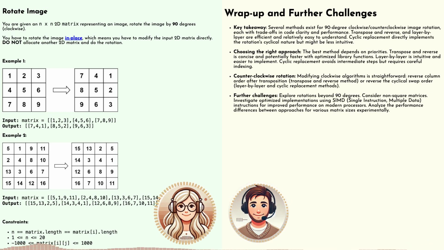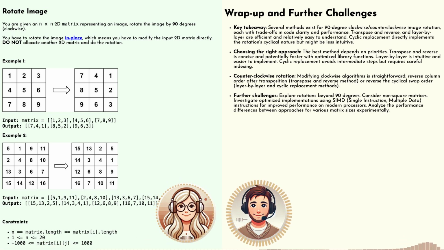Exactly. Just like with layer by layer. I'm starting to see why you called this the purest form of cyclic replacement. It's very direct. It gets right to the point. No messing around. Although it is a little harder to picture in my head. It can be. It's a bit more abstract, but sometimes those are the most elegant solutions. For sure. It's like a really clever trick. And once you understand the logic, you can use it for all sorts of problems, not just rotating matrices.